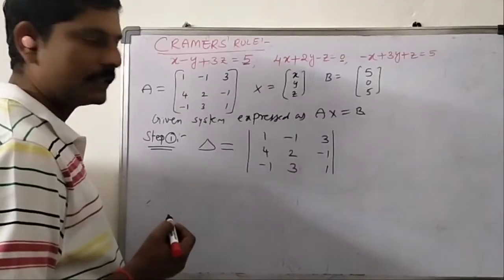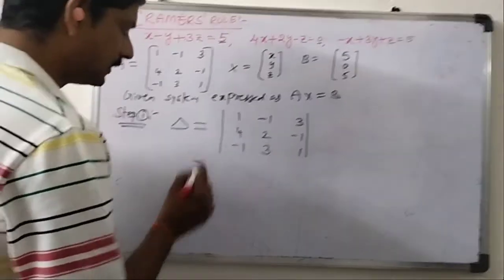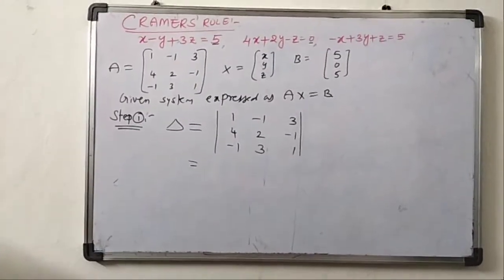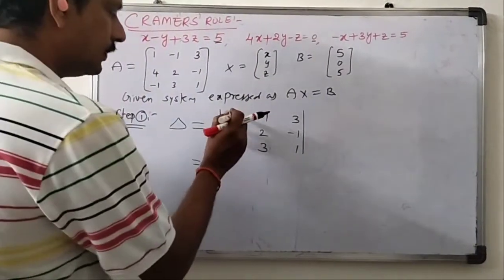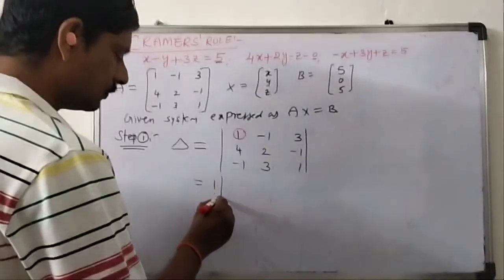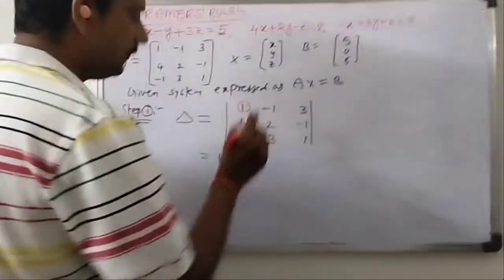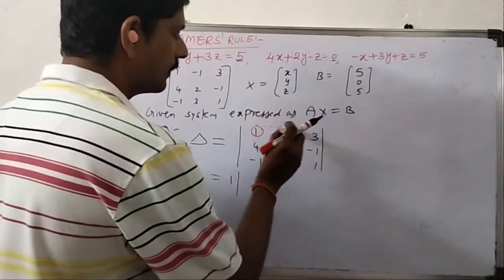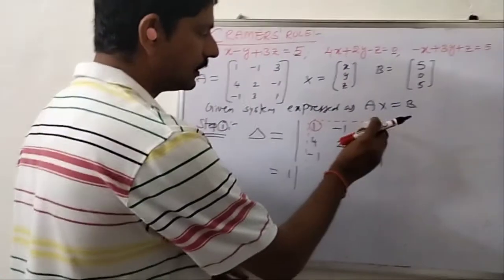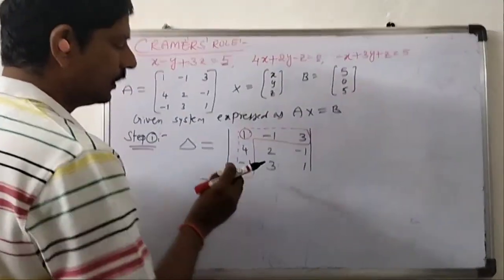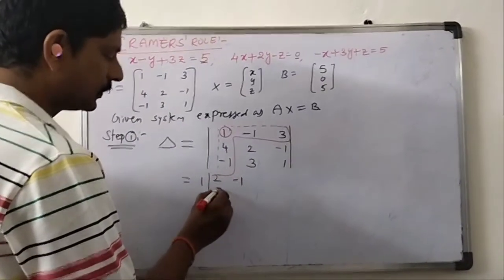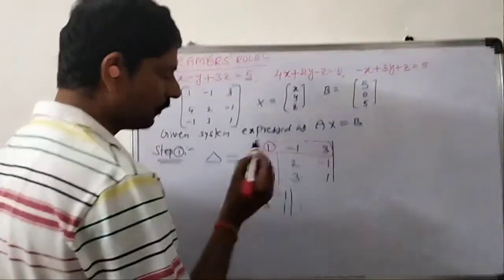The process of finding the determinant of a 3 by 3 matrix is, first, 1 into this element, 1, into the determinant of, leaving this row and this column. Leaving this row and this column, what is the 2 by 2 matrix? This one: 2, minus 1, 3, 1.